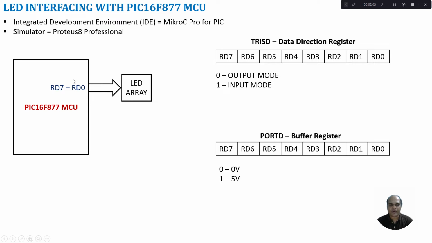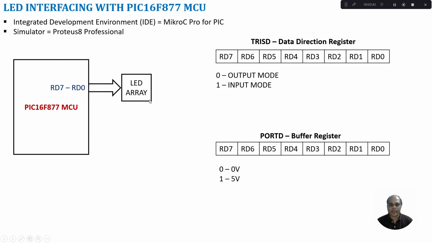We have 5 ports on this PIC16F877 microcontroller: port A, port B, port C, port D, port E. In port A, I have 6 lines, A0 to A5. Port B, I have 8 lines, B0 to B7. Port C, I have C0 to C7, 8 lines. Port D, we have D0 to D7. And port E, I have 3 lines, E0 to E2. So here I am going to use port D lines RD0 to RD7 connected to the anodes of the LEDs, and the cathodes we are going to ground.